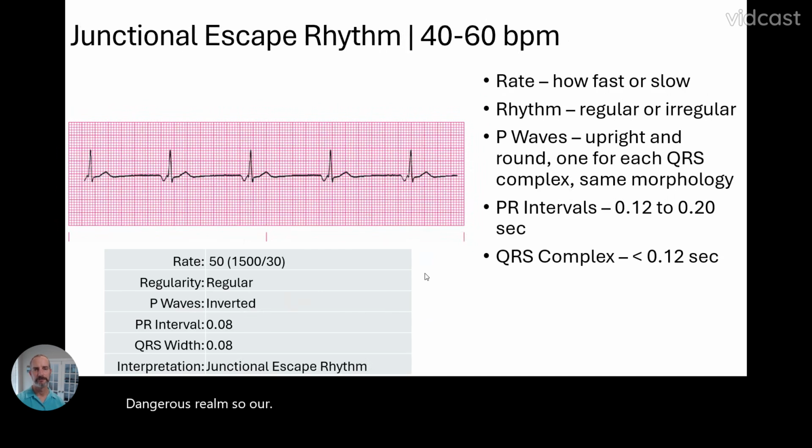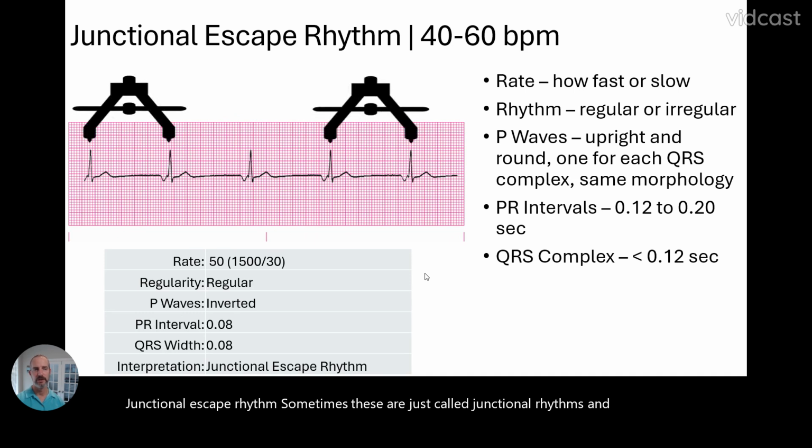So our next one is a junctional escape rhythm. Sometimes these are just called junctional rhythms. And however you remember that, just understand that a junctional rhythm is going to be 40 to 60 beats per minute is what we're looking for as far as speed.